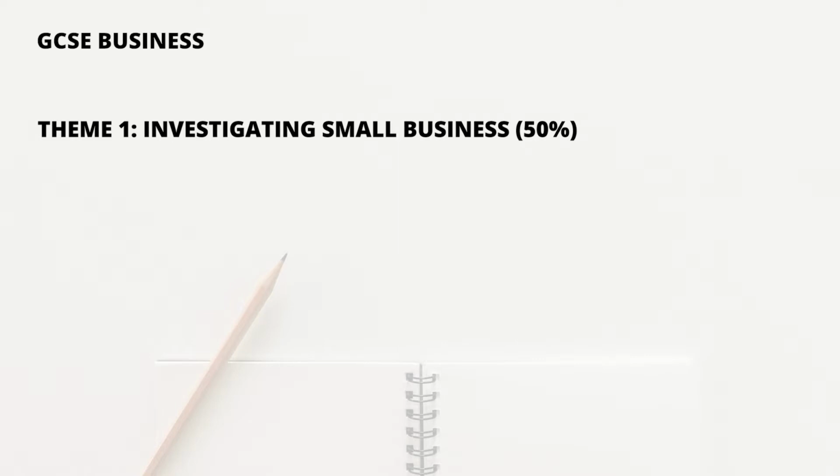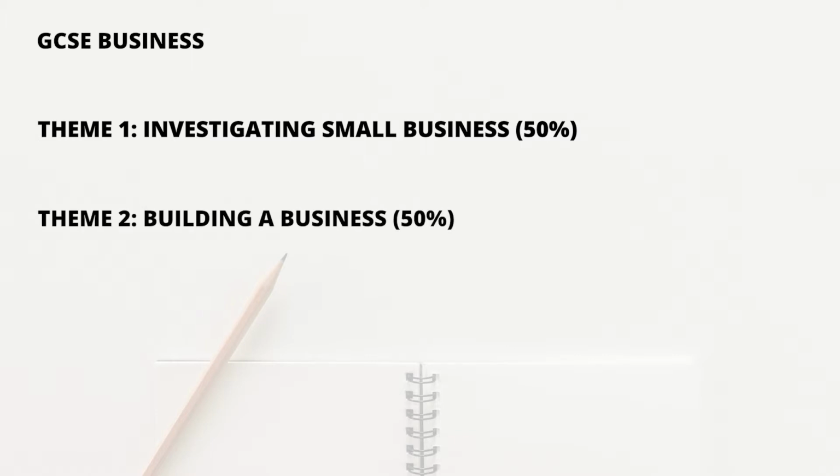There is also a finance topic, which includes learning how to calculate profit and loss and cash flow. Lastly, in Theme 1, we take a national perspective and explore economic issues such as unemployment, interest rates and exchange rates. In Year 11, we cover Theme 2 topics, which include how businesses grow, business ethics, pricing and promotional strategies, and the importance of quality and customer service.